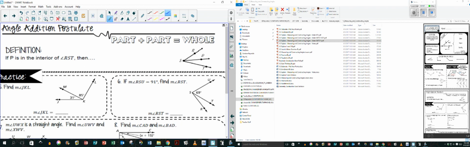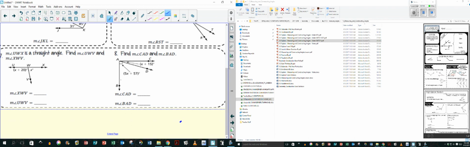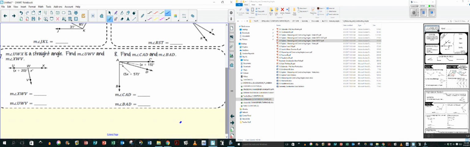All right, so let's talk about angle addition. Just like when we had segment addition, if you'll remember, this piece plus this piece is the whole piece. Same exact concept for angles. So the definition: if P is the interior of angle RST, then basically you get an interior point so that you can draw another ray.